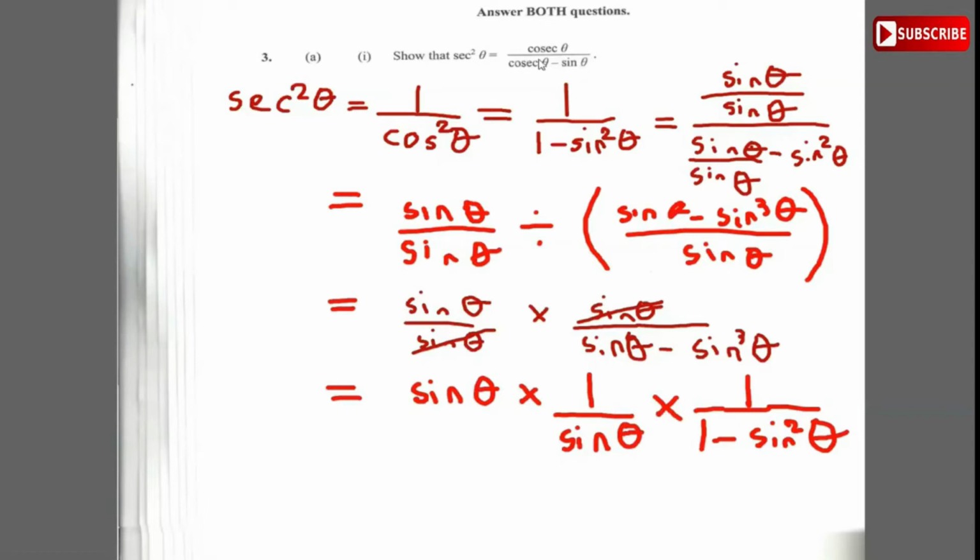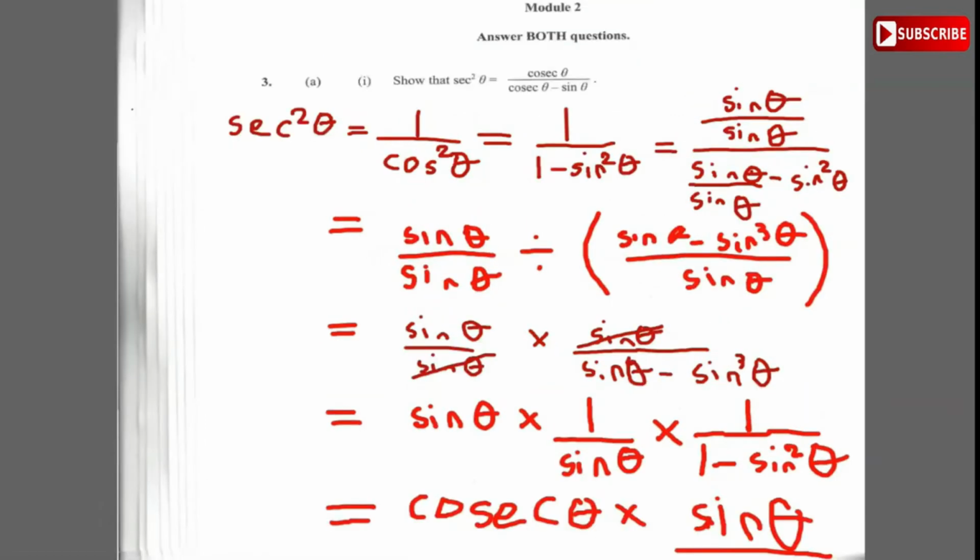This part, so 1 over sine theta, that's cosec. So let me write that. This part becomes cosec theta. All right, 1 over sine becomes cosec. So now we have cosec times sine theta over 1 minus sine square theta.